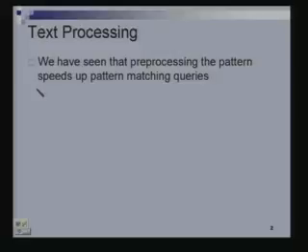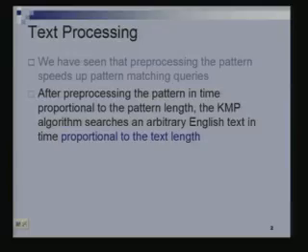If we did not compute the failure function h, then we just had this brute force method of matching the pattern, which took order mn time, m the size of the text and n the size of the pattern. So, after processing the pattern in time proportional to the length of the pattern, the Knuth-Morris-Pratt algorithm searches an arbitrary text in time proportional to the length of the text.